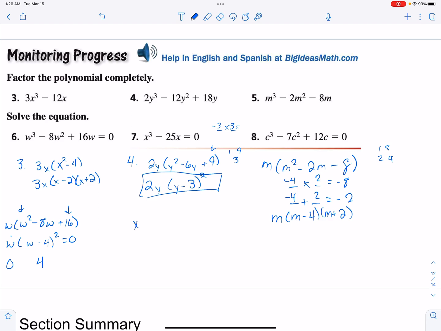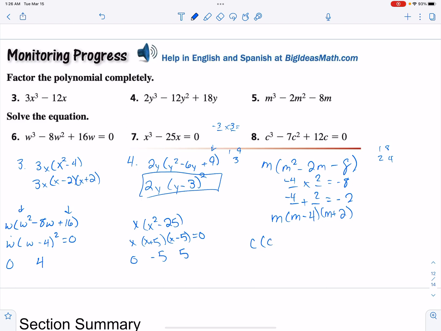Number 7, we can factor an x out. We're left with x squared minus 25. And that factors, that's the difference of perfect squares. So it's x plus 5, x minus 5. So when we find our solutions, we should get 0, negative 5, and 5. Okay, and then the last one, number 8, we can factor a c out.